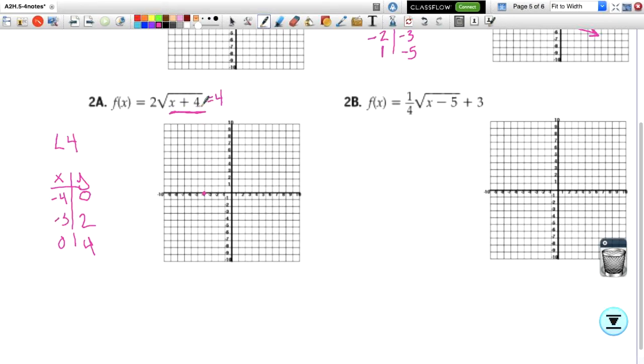Now I've got my negative 3. So negative 3 plus 4 is positive 1. Square root of 1 is 1. 1 times 2 is 2. So that's where I got this 2. So negative 3, up 2. You can see it's getting steeper.